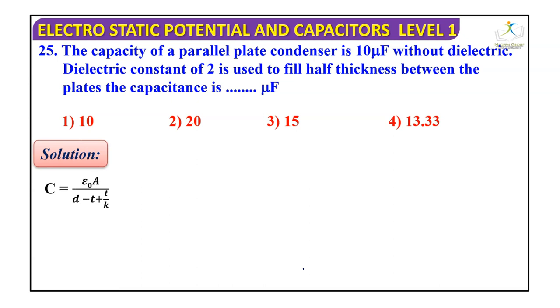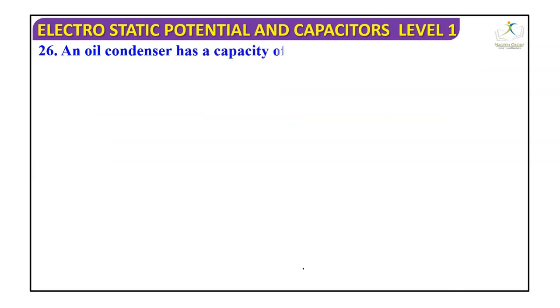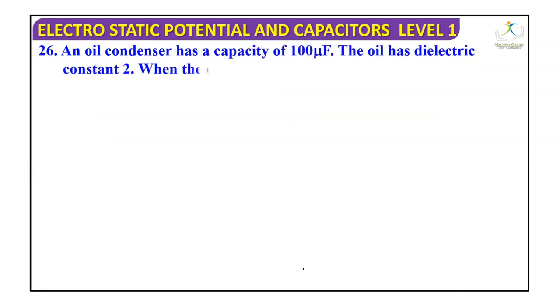We know that the value of C is epsilon naught A divided by D minus T plus T by K, if the dielectric is inserted. So C is equal to epsilon naught A by D, the value at that time is 10 microfarad, T is D by 2 and K is 2. We get the value of C as 13.33. According to this, option fourth is the correct one.